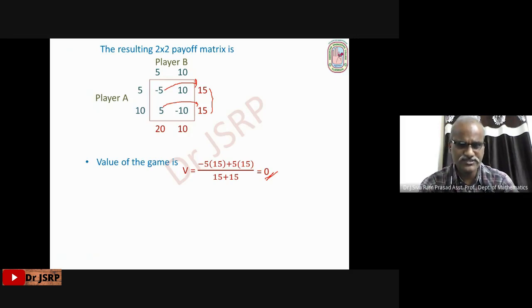First reduce the size of the game to 2 by 2 using the dominance principle.